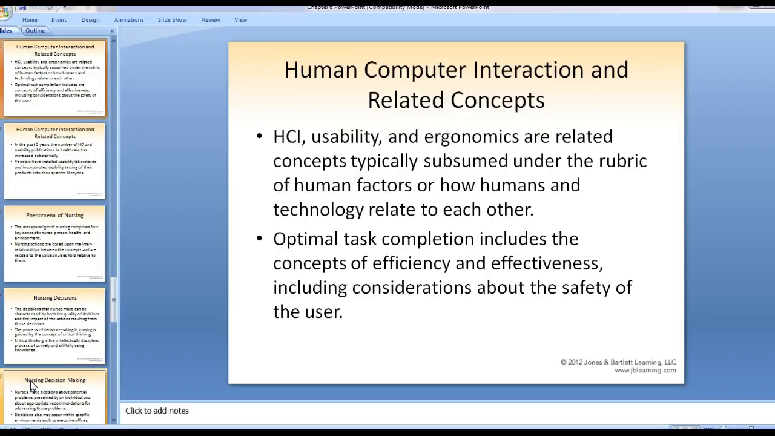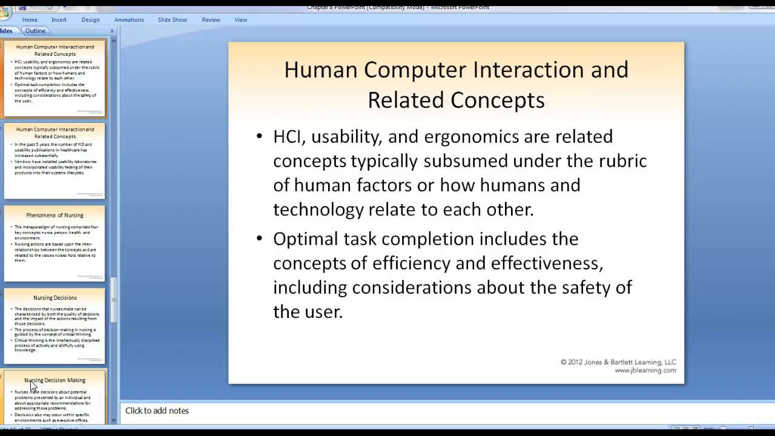Human-computer interaction and related concepts. Human-computer interaction, usability, and ergonomics are related concepts, typically subsumed under the rubric of human factors, of how human and technology relate to each other. If someone can't use a program, they're not going to use it. They're not going to like it, and they're not going to try and help other people use it.